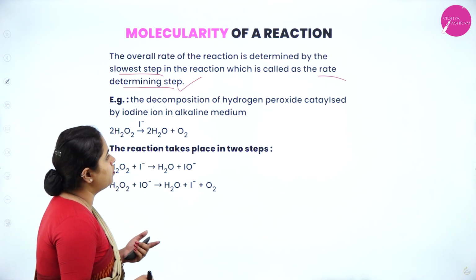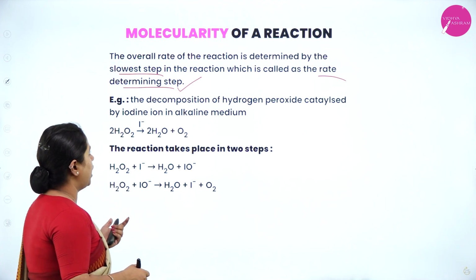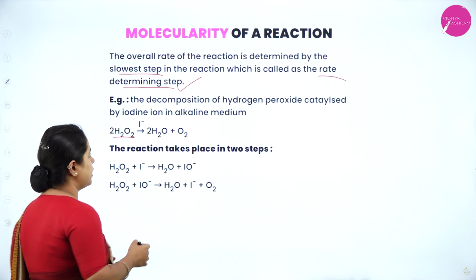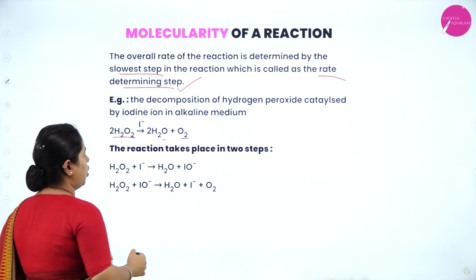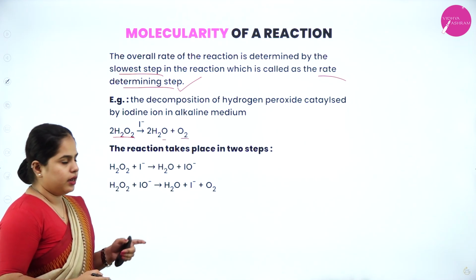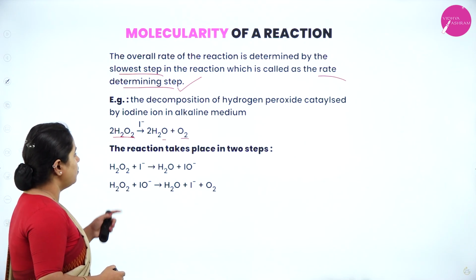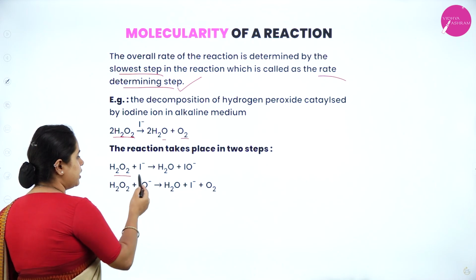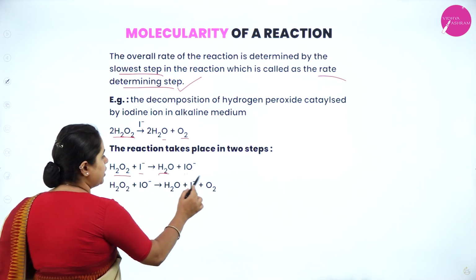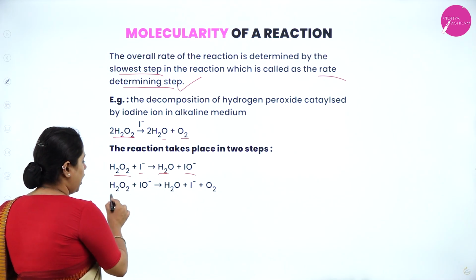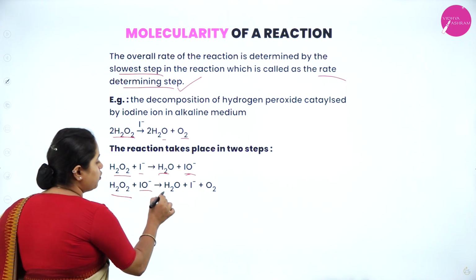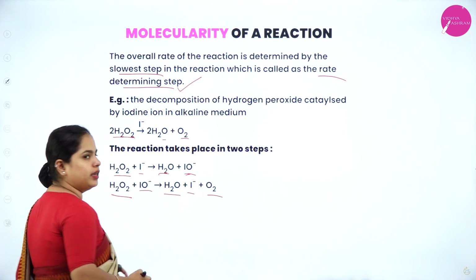Example, the decomposition of hydrogen peroxide catalyzed by iodide ion in alkaline medium. So H2O2, that is hydrogen peroxide, decomposes to form water and oxygen, catalyzed by iodide ion. The reaction takes place in 2 steps. First, hydrogen peroxide reacts with iodide ion to form water and IO minus, and then again hydrogen peroxide reacts with IO minus to form water, iodide ion and oxygen gas.